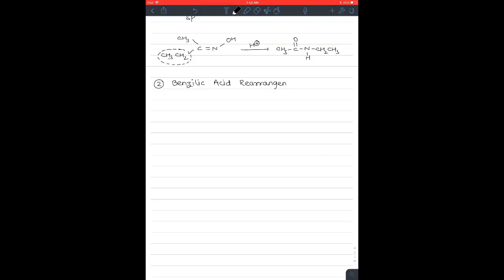Let us suppose we are having a compound like this: Ph, C double bond O, C double bond O, and Ph.